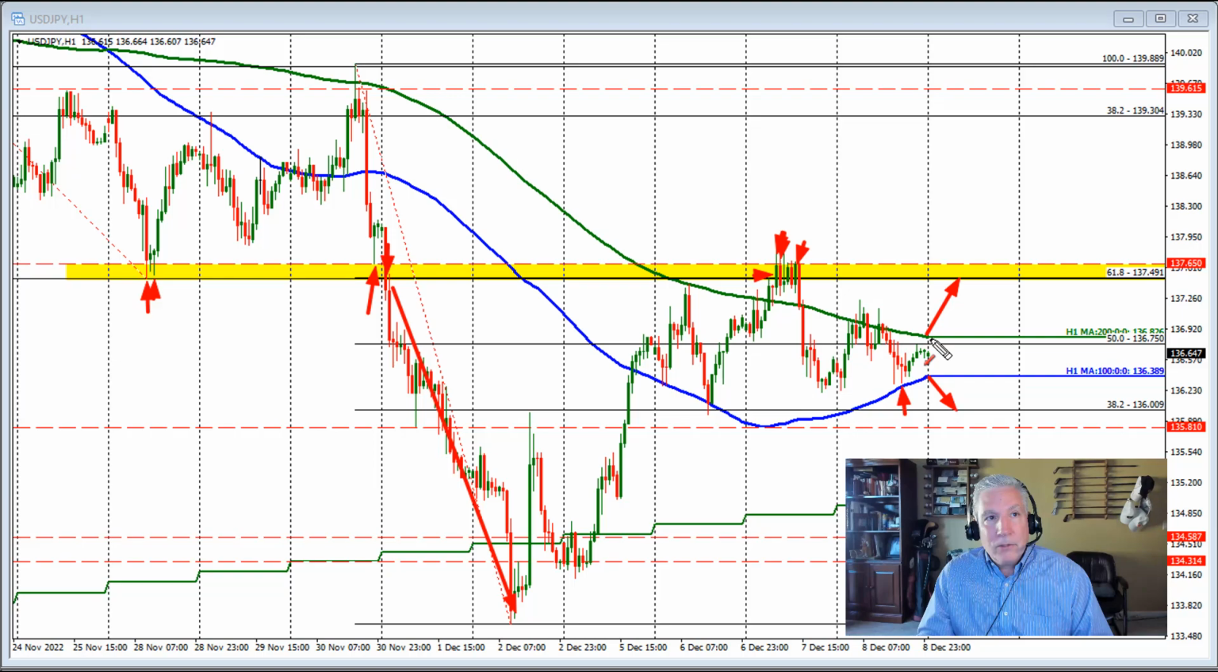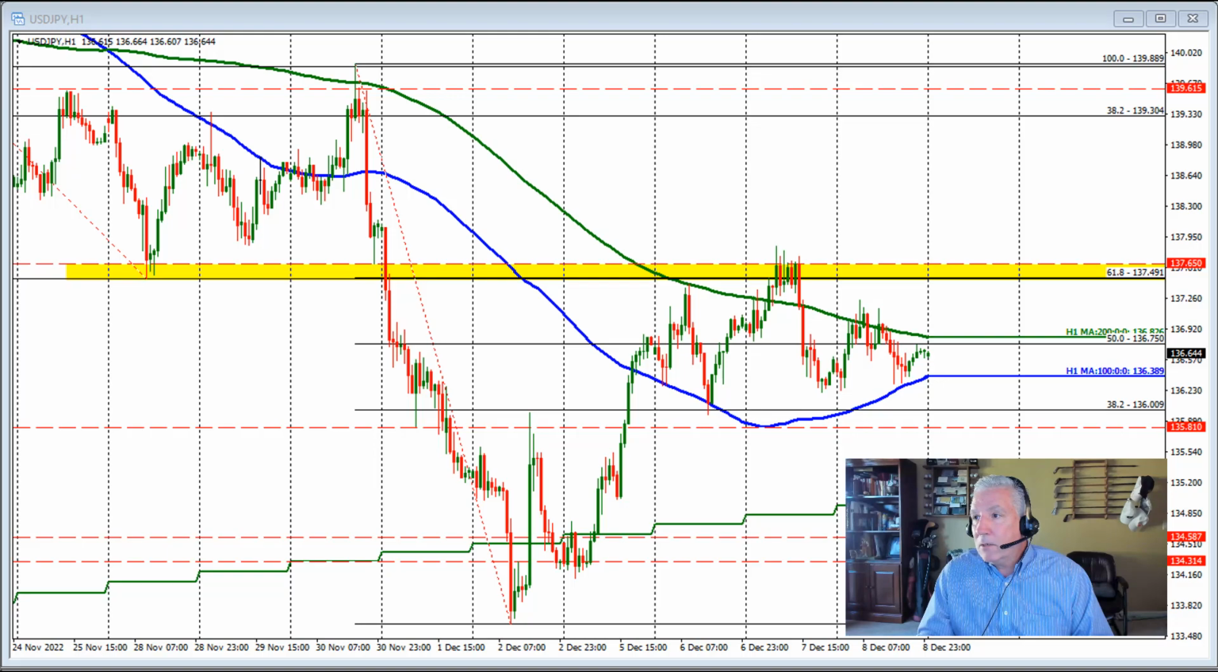Conversely, if we can't get above the 200-hour moving average and start to move below the 100-hour moving average, going to retest the 38.2% retracement, which was near the lows here, that would open the door for further selling pressure. And traders would start to look toward the 100 or 200-day moving average. That's the green line right through here, where the price tried to move below last week, but could not sustain the momentum and broke back to the upside right through here. So that would be the look for the dollar versus yen.